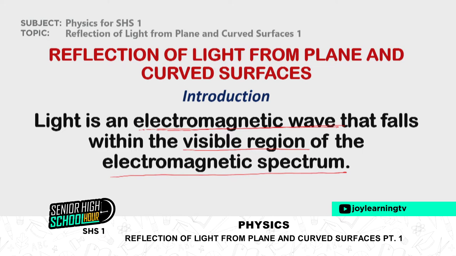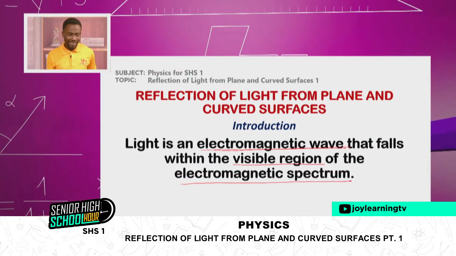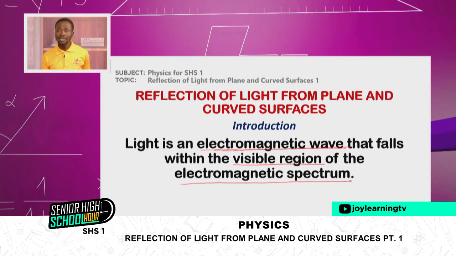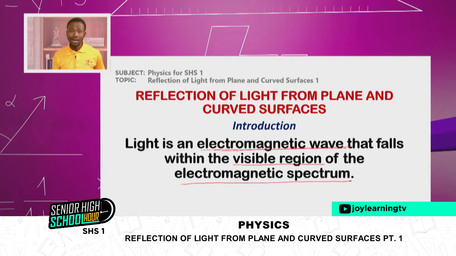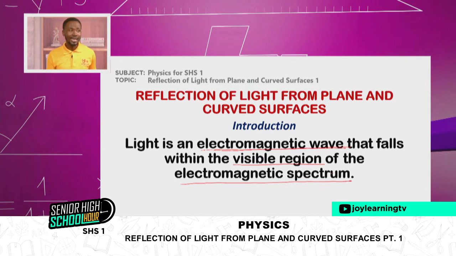So when I say light is an electromagnetic wave, what do I mean? I mean that light can travel through both vacuum and a material medium. Light can travel through both vacuum and a material medium. That's what I mean by light is an electromagnetic wave.